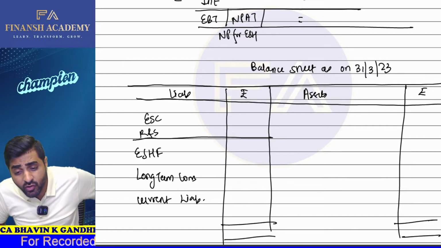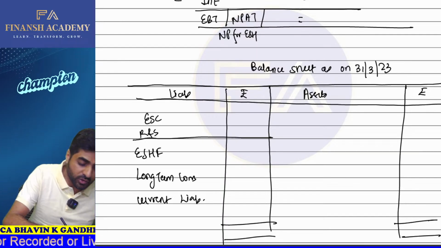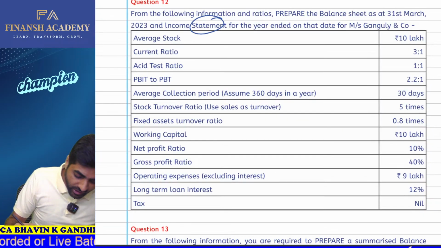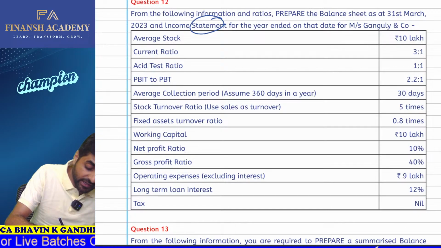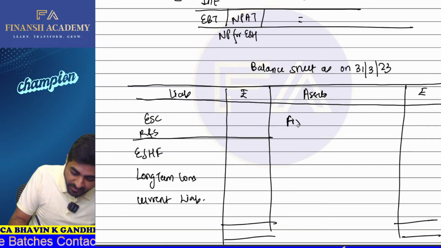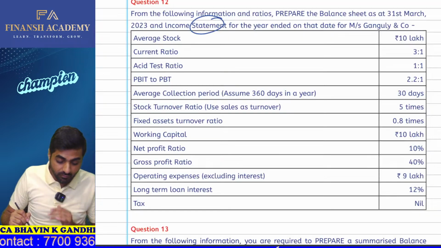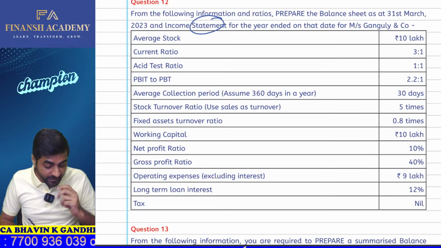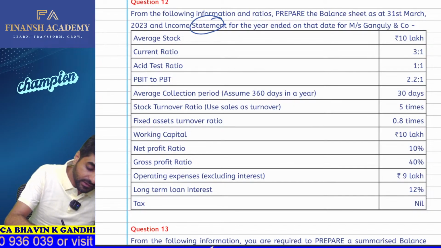And then, my dear students, we are going to have assets. So what are the assets which we are going to have? So your fixed assets, so I'll directly write down fixed asset. There is no other breakup given to you. And then we are going to have current assets.